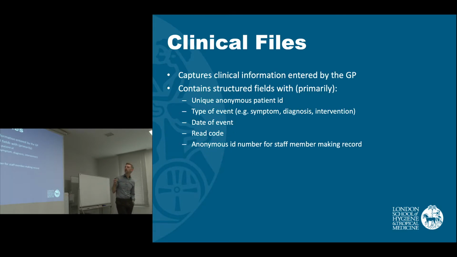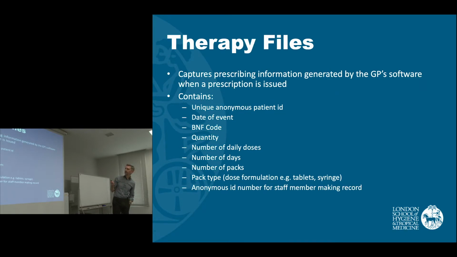Again, that's clinical files, which I've mentioned. The therapy files, we've talked about that. I guess just to point out, the sort of information can be quite detailed. As well as knowing what drug the patient was given, you can have things like the quantity of tablets they were given, the number of daily doses that was expected to translate into. But this can be quite variable in how it's recorded. Sometimes it's missing, sometimes it's there, and that can be problematic.